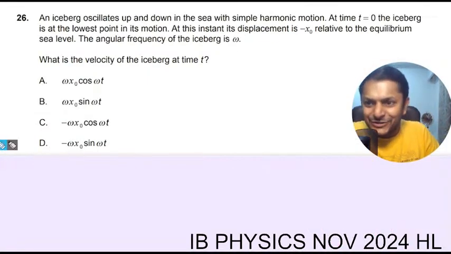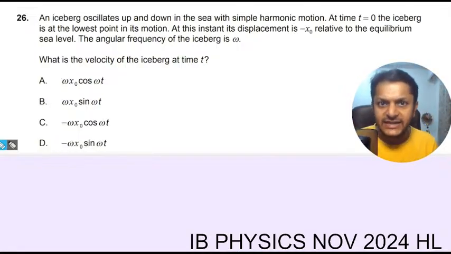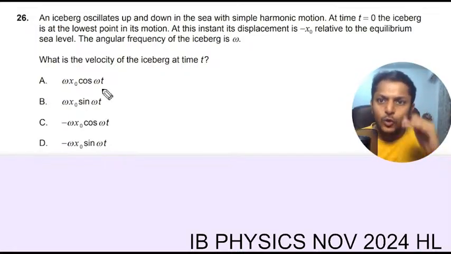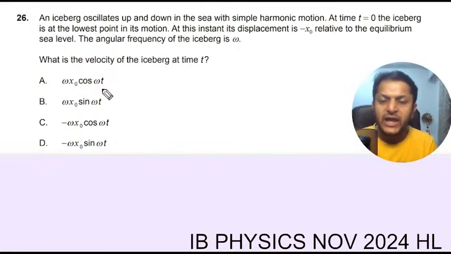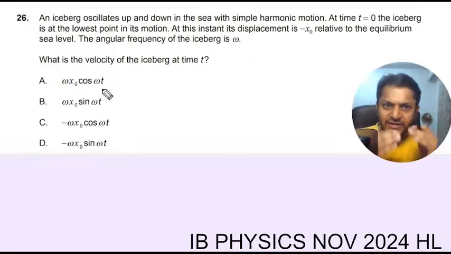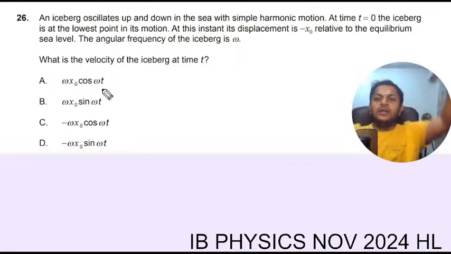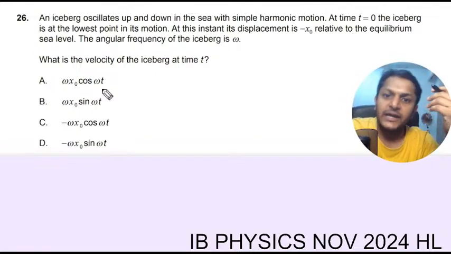Okay, dear students, let's see what is there in this question. An iceberg oscillates up and down in the sea with simple harmonic motion. At time t is equal to 0, the iceberg is at the lowest point of its motion. So it's kind of an extreme position, we can say. At this instant, its displacement is negative x naught relative to the equilibrium sea level. The angular frequency of the iceberg is omega. What is the velocity of the iceberg at the time t?